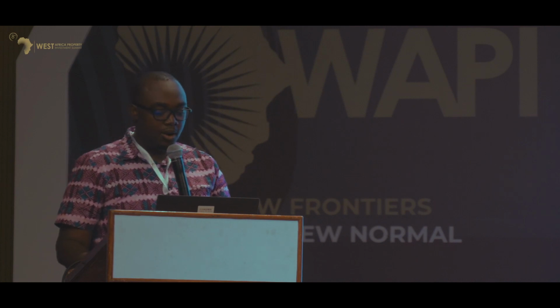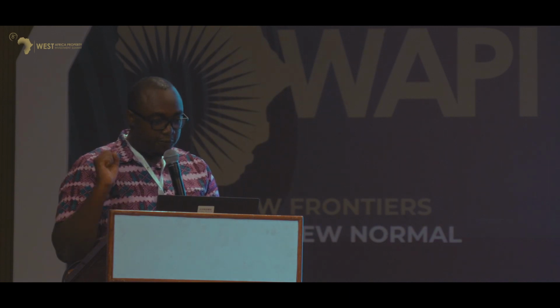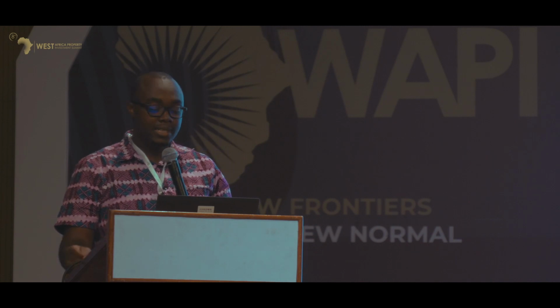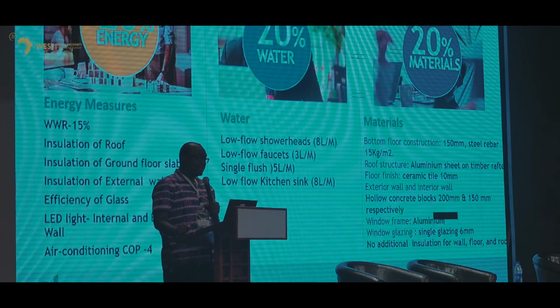Also, for the external wall, we'll be specifying a good quality glass and make sure that all our lights, both internally and externally, are all LEDs. For the water, we'll be looking at low flow shower heads, which we are going to be specifying around 8 liters per minute. Low flow faucet in the bathrooms, around 3 liters per minute. Having a single flush system of 5 liters, and our kitchen sink faucet around 8 liters per minute as well.